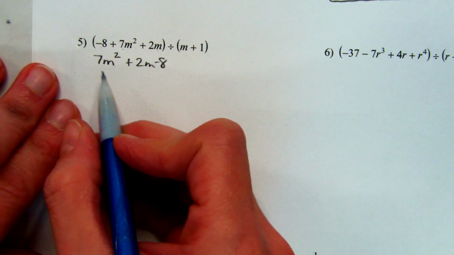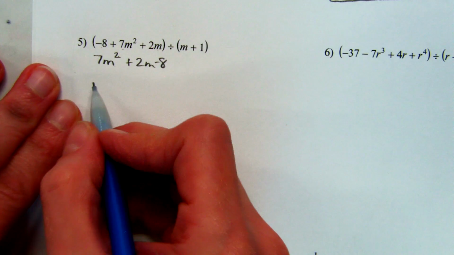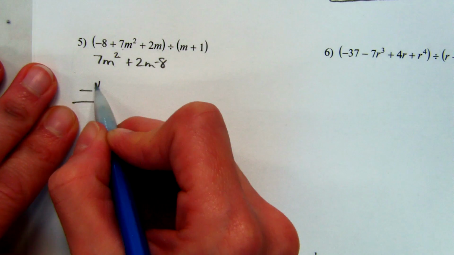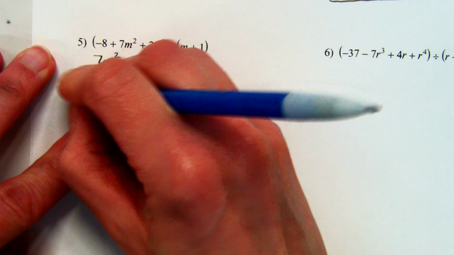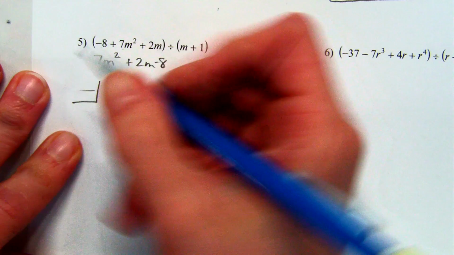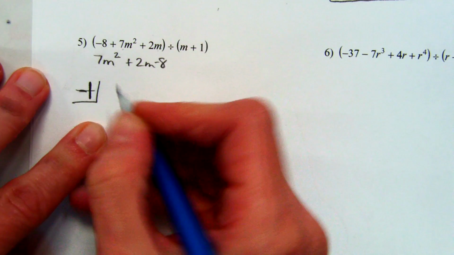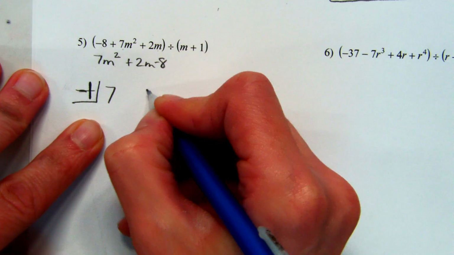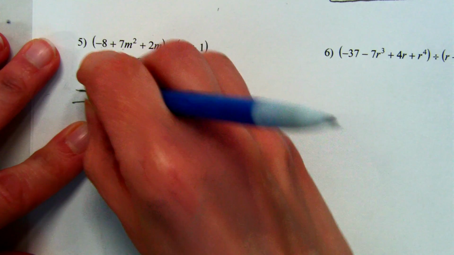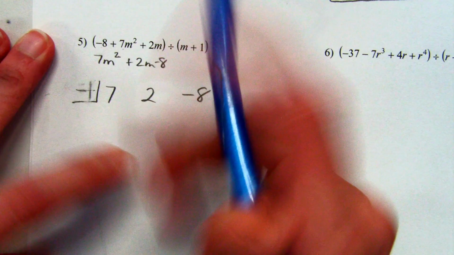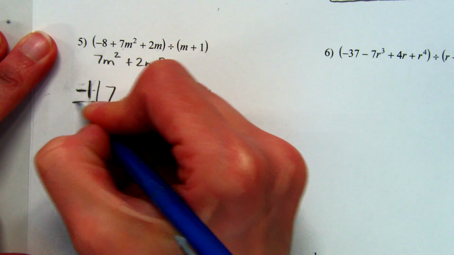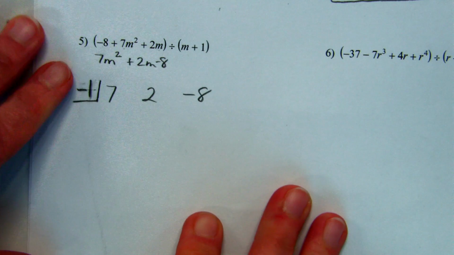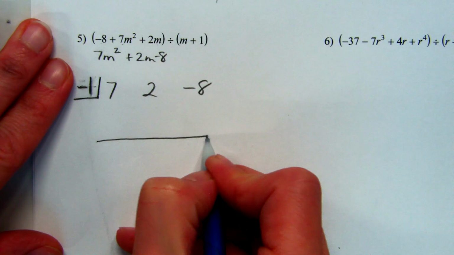So what goes in the box? Negative 1. Negative 1, very good. And then, except I forgot to put the 1, I put a negative sign. There we go, negative 1. And then we're going to have 7, 2, and negative 8. And just out of habit, I space these out because sometimes I get to going fast and not very neat. That just kind of helps me keep from squishing things together.